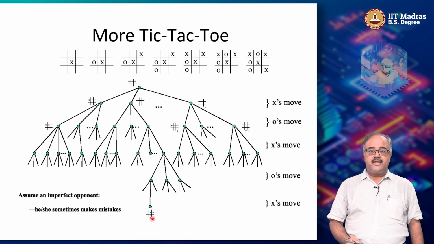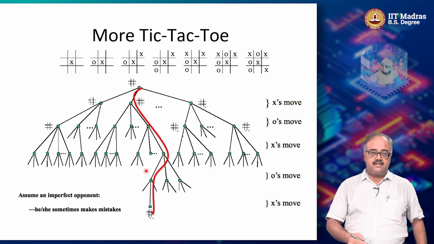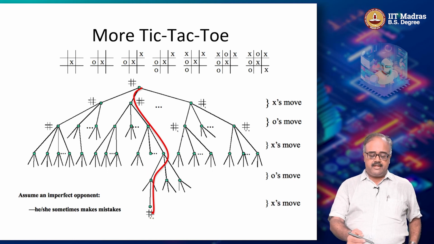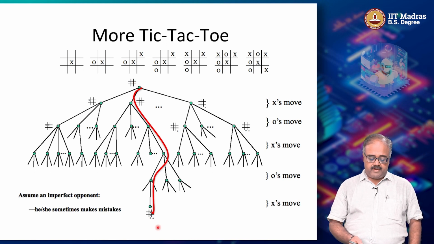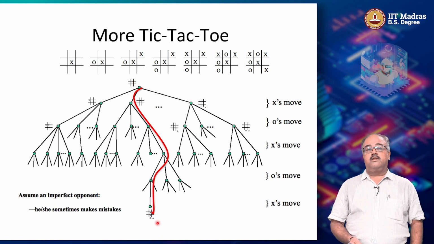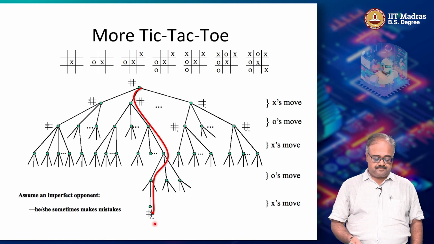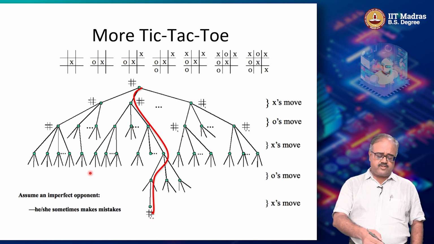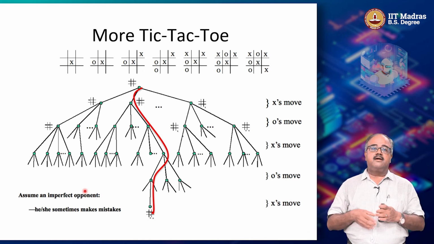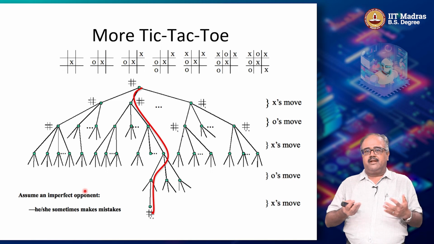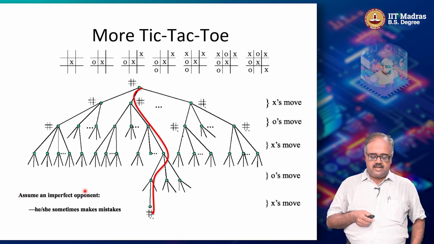So a single game looks like this, a path through the game tree starting from the root, which is the blank board, going all the way to either a win or a draw or a loss as the final outcome, right? So we have to assume that you have an imperfect opponent who makes mistakes sometimes, otherwise you can never win, right? So it's basically that. So you play this game.